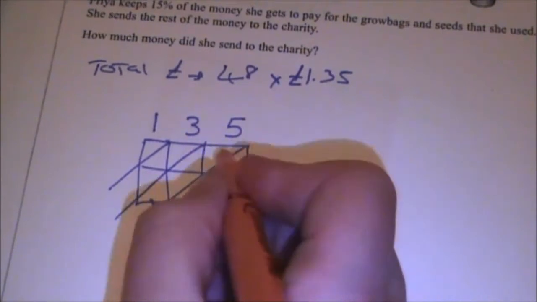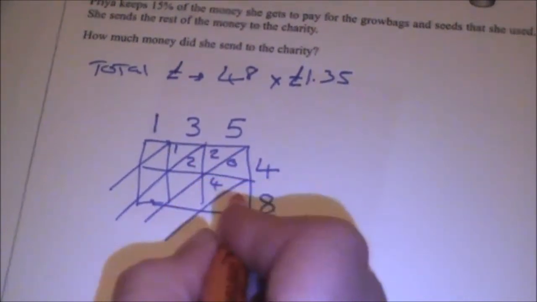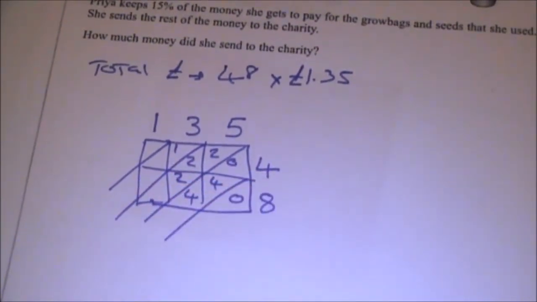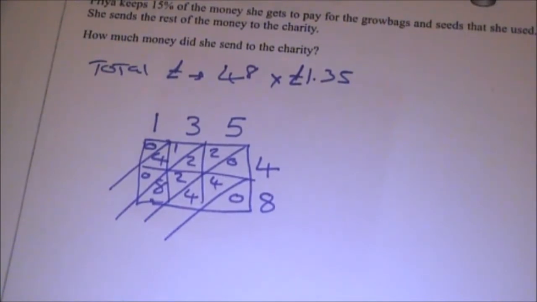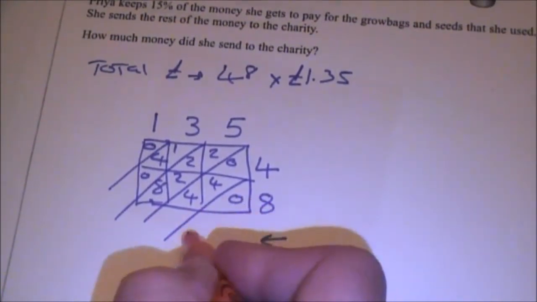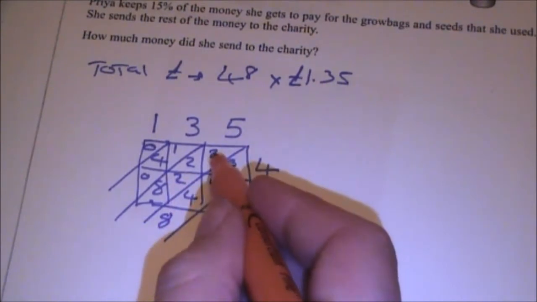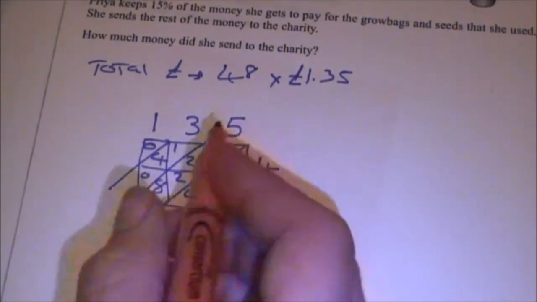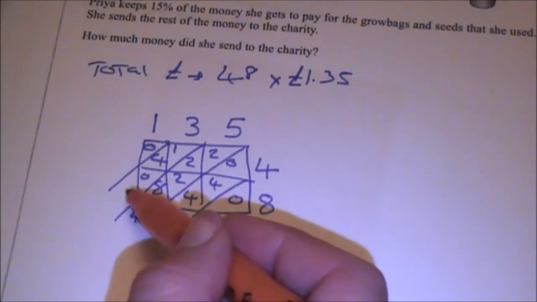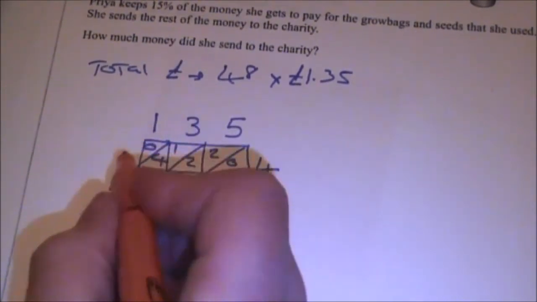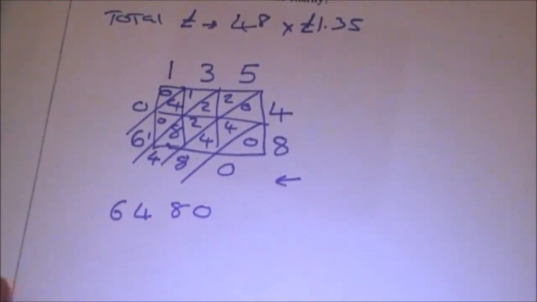So 5 times 4 is 20, 3 times 4 is 12, 5 times 8, 40, 3 times 8 is 24, 1 times 4 is 04, 1 times 8 is 08. Add them together from this direction, diagonally, so there is a 0. There is a 0, a 4 and a 4, so that's 8. That's a 2 and a 2 and a 2 and an 8, which is 14, so I put my 4 down, carry my 1. Here I've got a 1 and a 4 and a 0 and the 1 I carried, and that gives me 6, and there I've got a 0. So my answer is 6, 4, 8, 0.